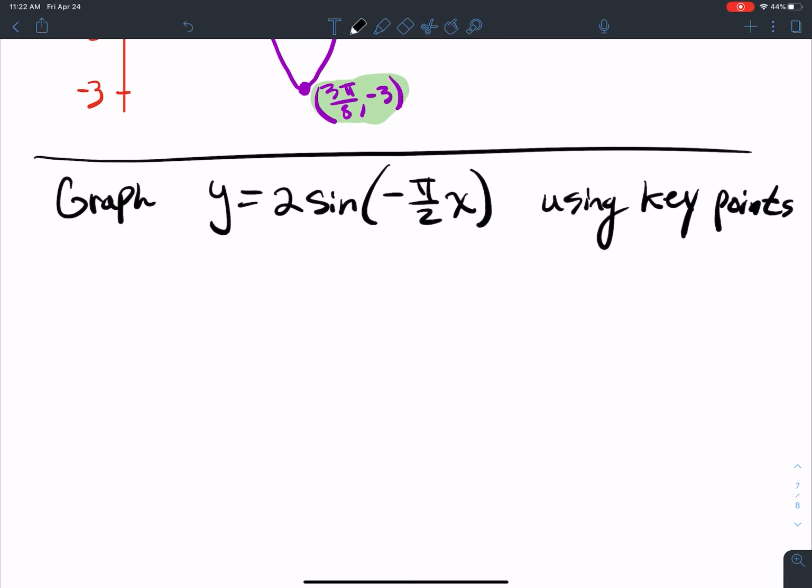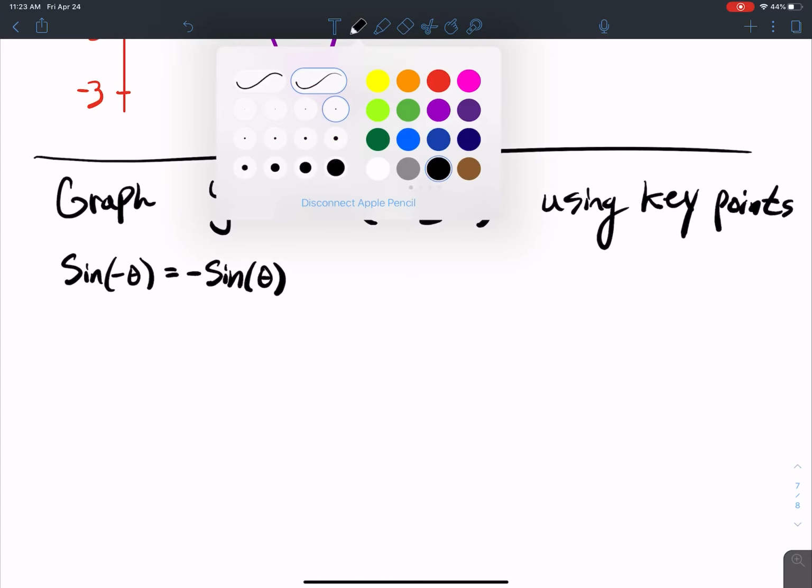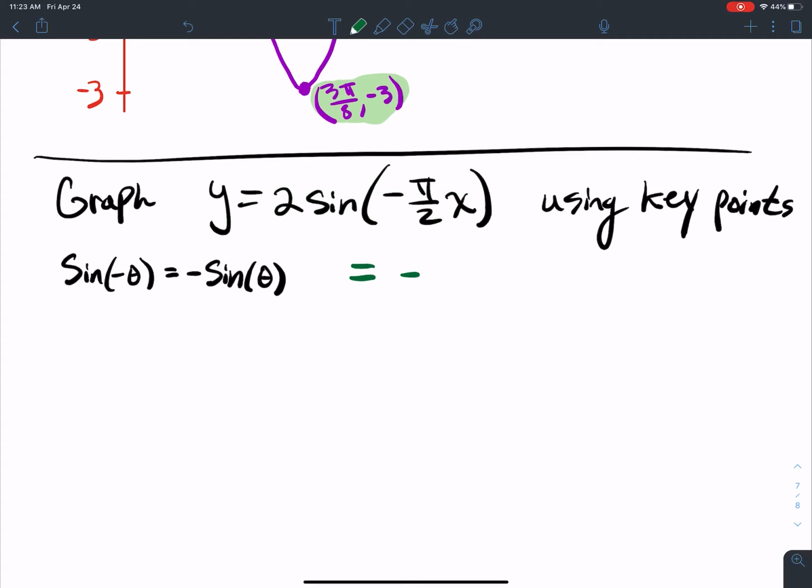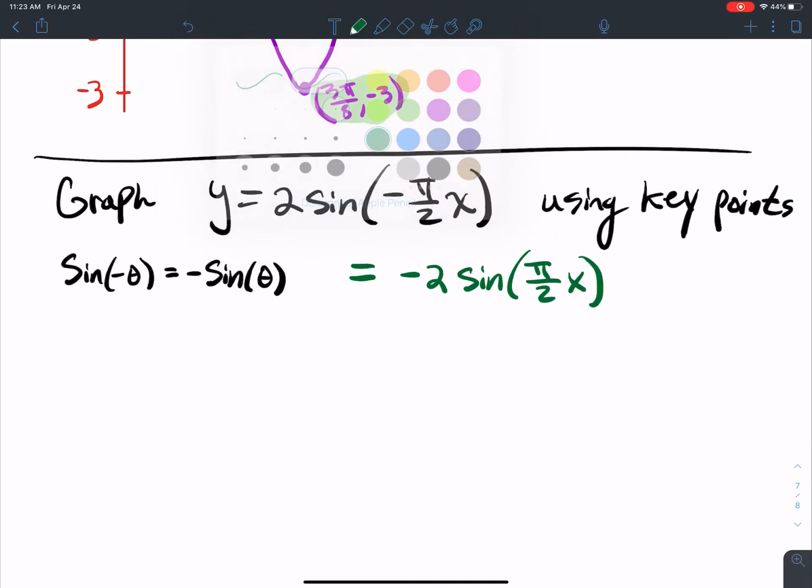Well, since sine is odd, sine of negative theta equals negative sine of theta. So that means that this right here is equal to negative 2 sine of pi over 2x. I want to make sure when I'm working through this that my omega here is positive. I need to have it set up that way. So now I think I'm ready to go.